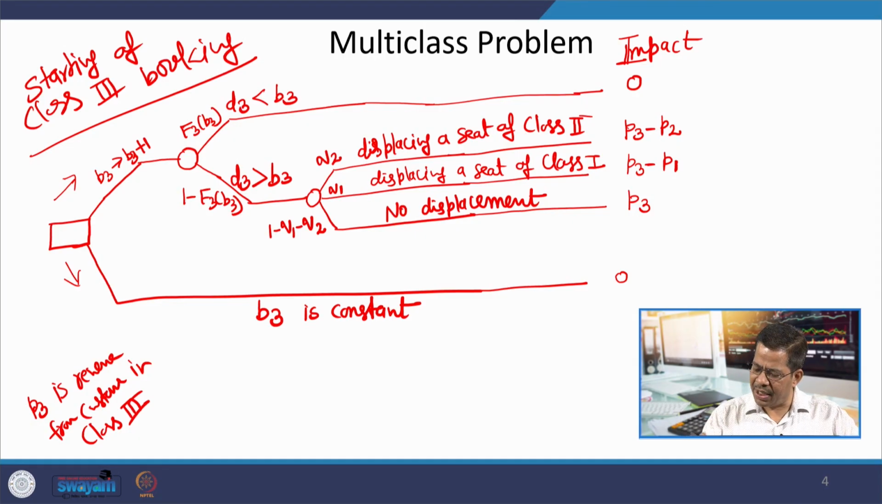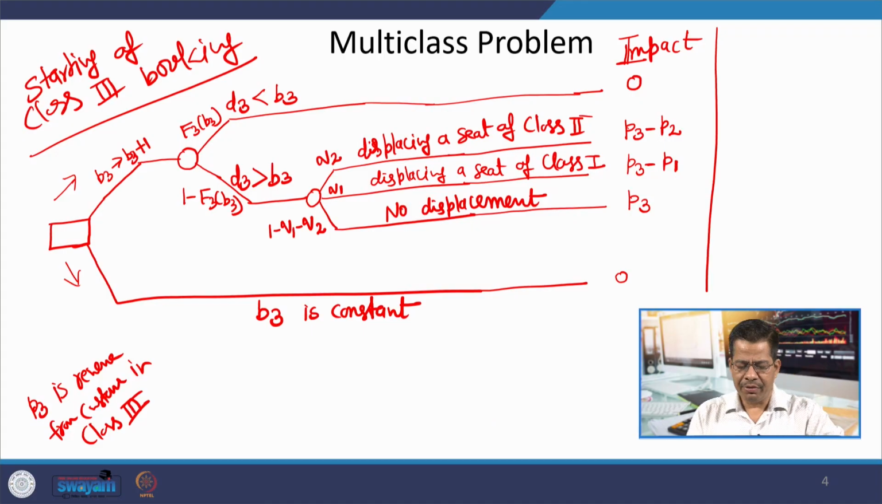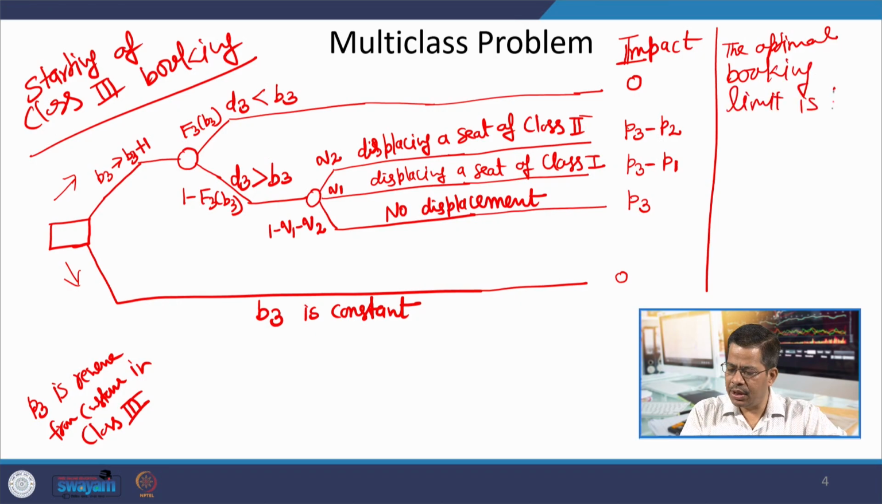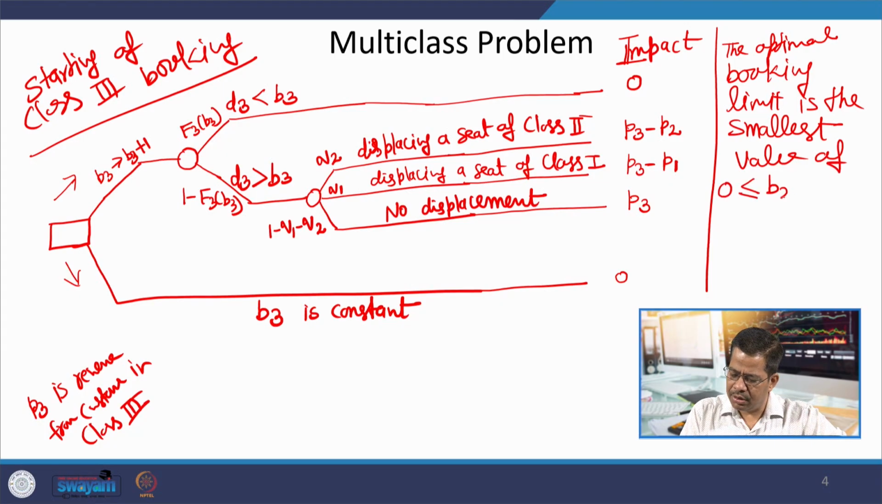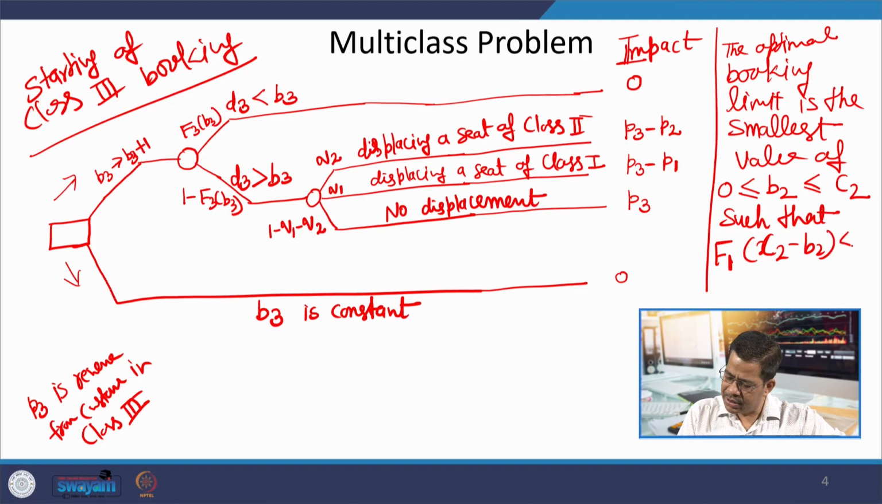And if I try to summarize how we are going to solve this, the simple mathematical equation is that the optimal booking limit is the smallest value of B2, from 0 to that particular booking class C2, such that C2 minus B2 is less than 1 minus P2 upon P1.